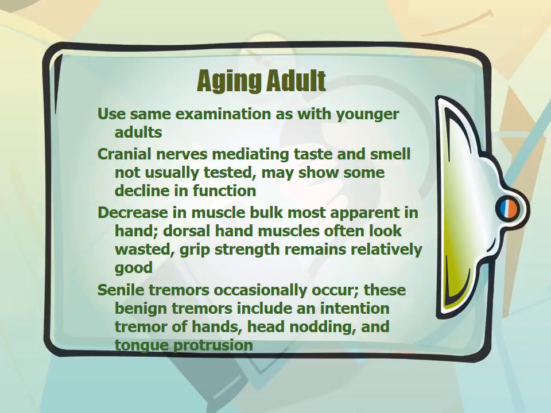Senile tremors occasionally occur. These benign tremors include an intentional tremor of the hands, head nodding, and tongue protrusion. Usually when you put your hand on top of theirs, a lot of times it will stop that tremor. Remember that in an older adult their gait is also going to be slower. It's going to be more deliberate, and it may even deviate from that midline path because of their balance.